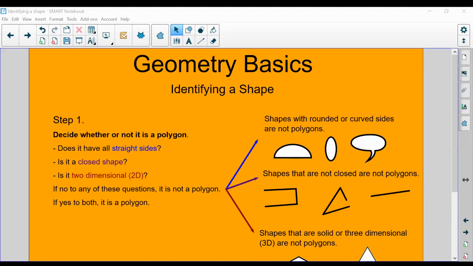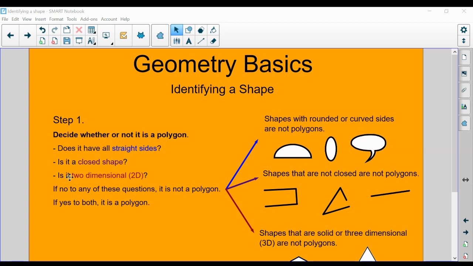Okay, boys and girls, so when studying geometry, there are certain basic skills that all mathematicians need to know. One of these skills is how to identify a shape. The first step in identifying a shape is you need to decide whether or not it is a polygon. So you can ask three important questions. Does it have straight sides? Is it a closed shape?